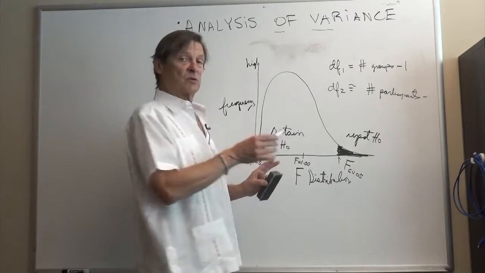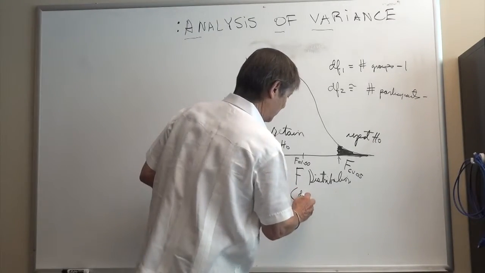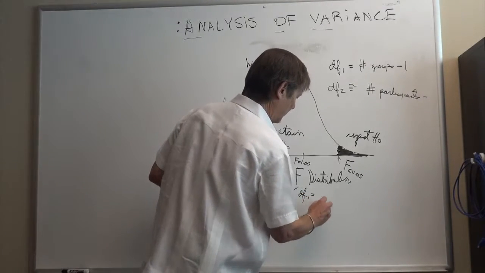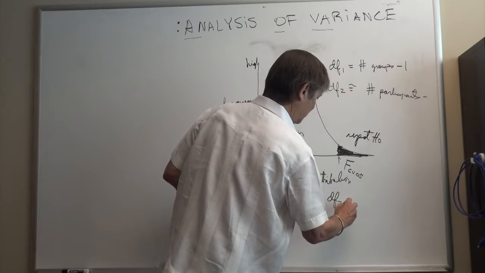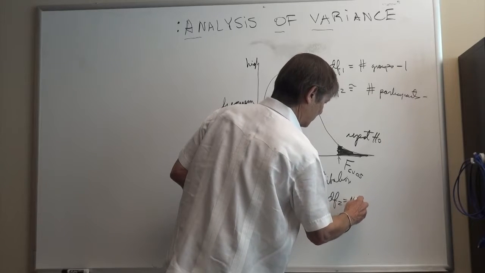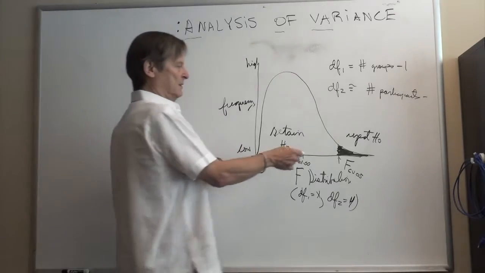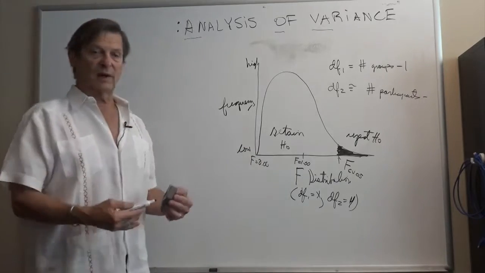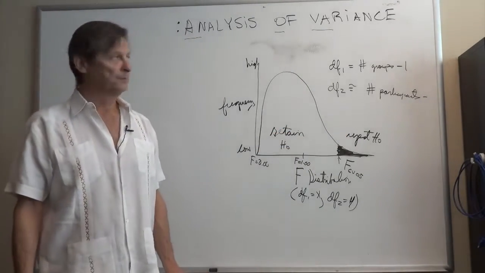This F distribution is really a family of distributions. And so it's going to change shape based on the value of df1, whatever that is. I'm going to put x, and the value of df2, which is roughly the number of participants, I'm just going to put y there. And that will tell us exactly at 0.05 what our critical value is that our derived value must exceed in order for us to reject H0.